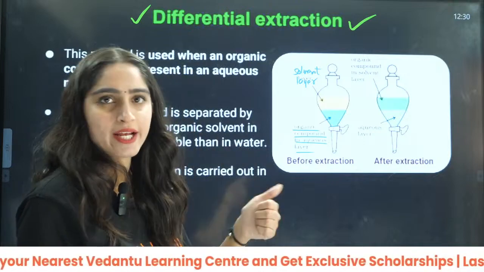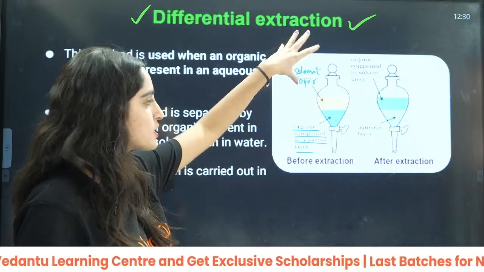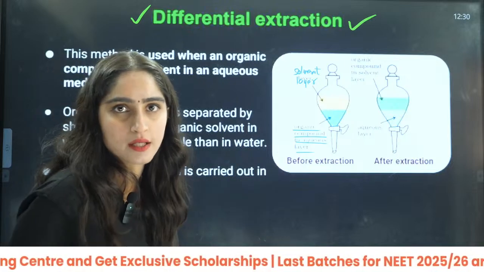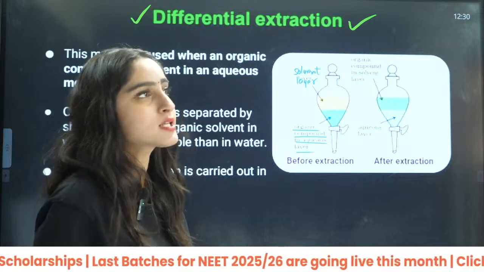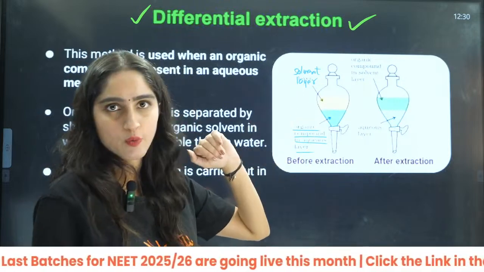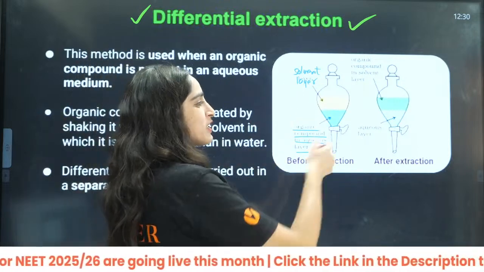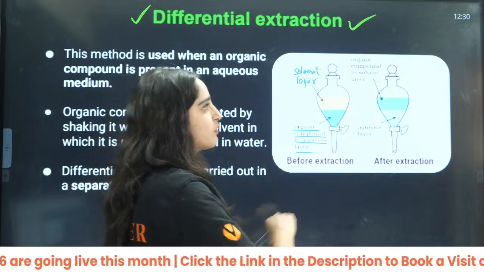Okay, you will just shake it. You have two layers. One is the solvent layer, one is the aqueous layer. Two layers, beta. They will ask you two questions from here. Just a simple method it is. One is the solvent layer, one is the aqueous layer. So what we do, we just shake it. What will happen?